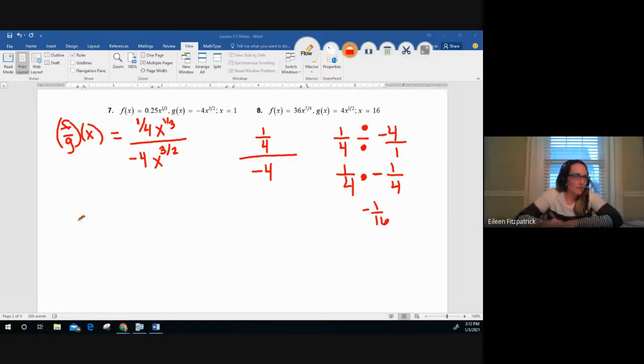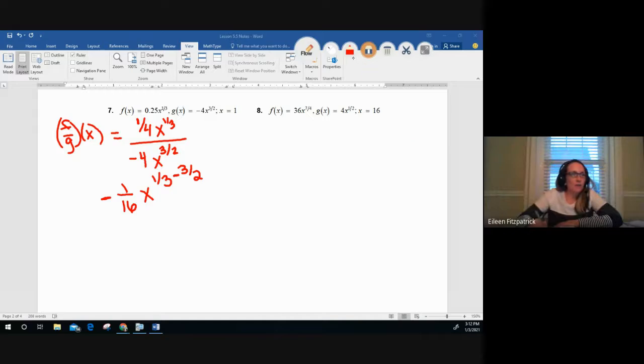Okay, so I did all that work to the side just to simplify that part of it. Now the variables, remember what I said, the rule is to subtract the exponents. Just like in the last problem, you want to get common denominators. So 1/3 minus 3/2, looking at the exponents. If I want a denominator of 6, multiply top and bottom by 2 here, and by 3 here. So it's 2 minus 9, which is -7/6. Okay, so it's -1/16 x raised to -7/6.